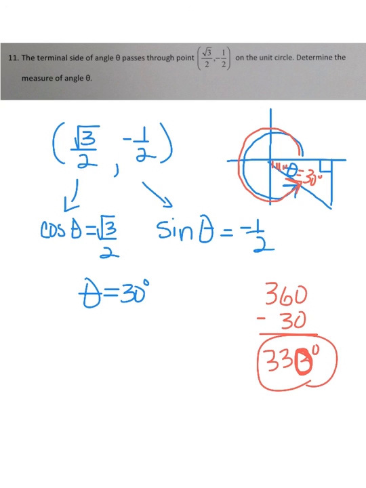Now, just quickly, I know that I said I was going to talk about this. Remember, the reason why this is positive and this 1/2 is negative, because all students take calculus. So the only thing that's positive in that fourth quadrant is cosine, as well as its reciprocal trig function, which is secant. So since sine is not either of those, that's why that value is negative. Okay? But final answer, determine the measure of angle theta, is 330 degrees.